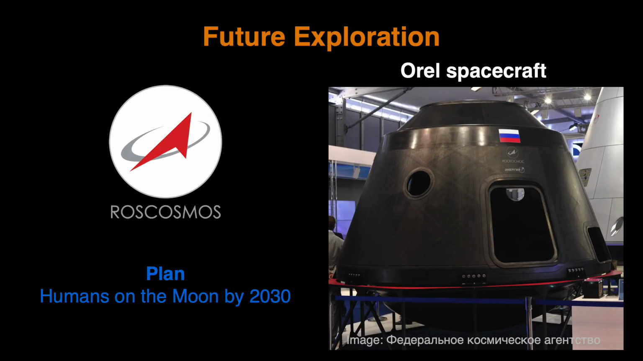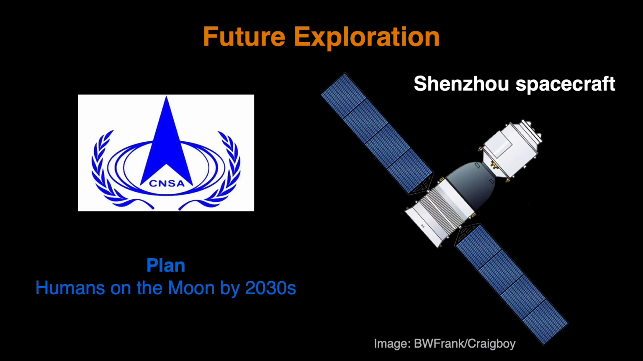Moving to the Russian space agency, Roscosmos, their plan is to land humans on the moon by 2030. Shown on the right is their Ariel spacecraft that is in development to replace their Soyuz spacecraft. The China National Space Administration is planning on putting humans on the moon by the 2030s. I couldn't find a specific spacecraft in development for going to the moon, so shown on the right is a drawing of their current Shenzhou spacecraft.